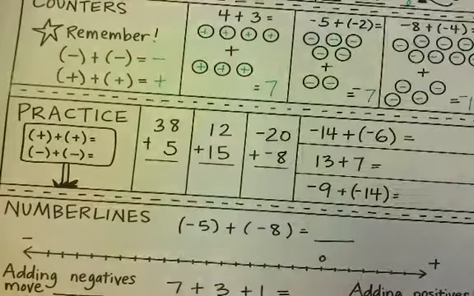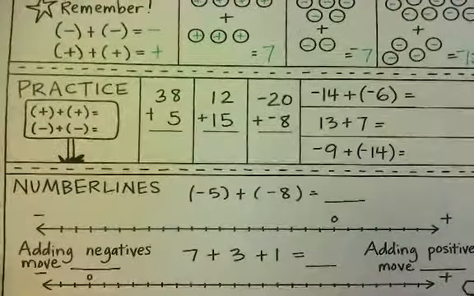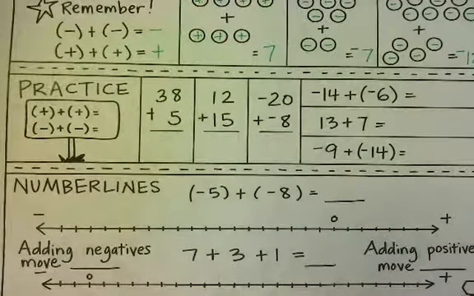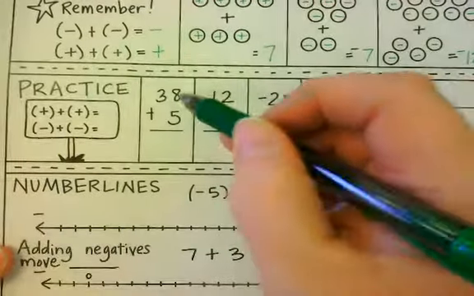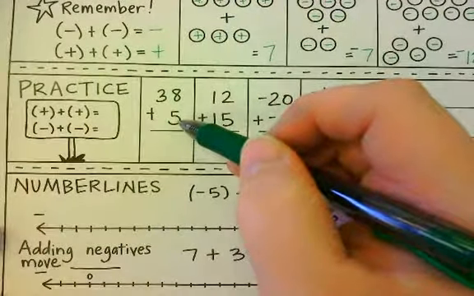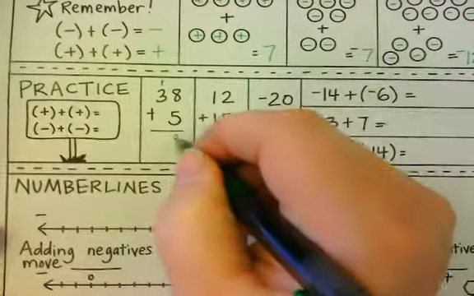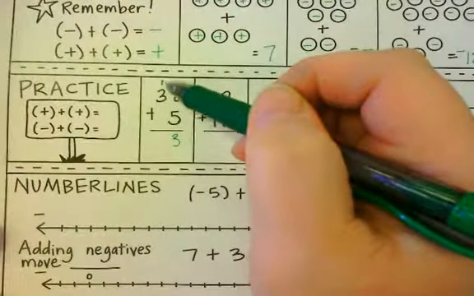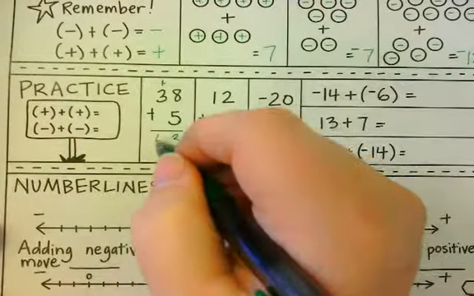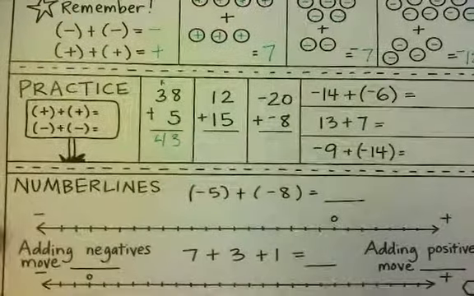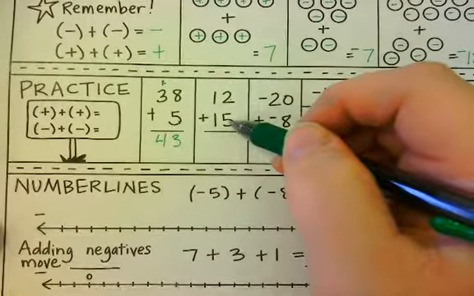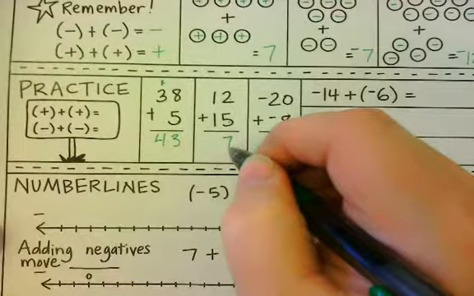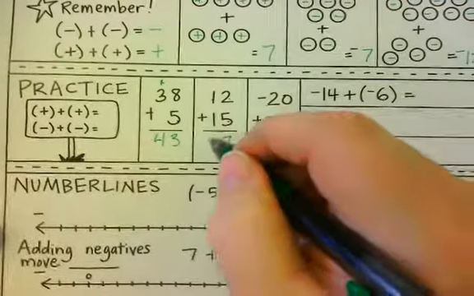Moving down to the next part of the page here, let's practice that theory. So if I have 38 positives plus 5 positives, I say 8 plus 5 gives me 13, carry my 1, and then 3 plus that extra 1 gives me 43. 2 plus 5 gives me 7, and 1 plus 1 gives me 2.